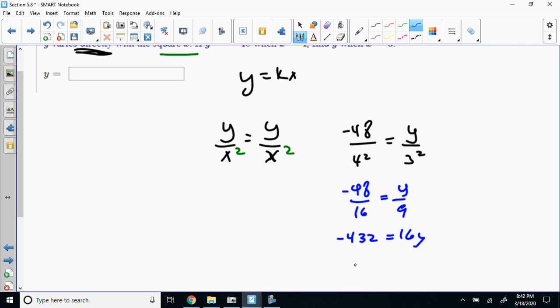Then we get negative 27 is equal to y, right? So we got negative 27. So I want to check it real quick. I want to do the k over.